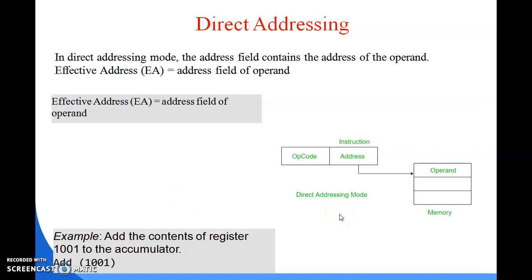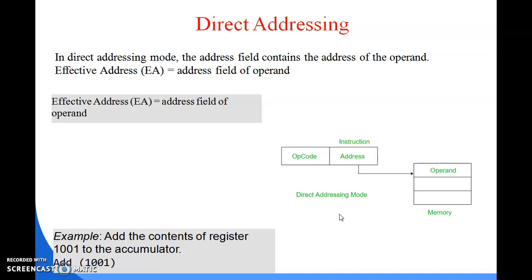In the last class, we discussed the immediate addressing mode. Here, we're going to discuss the direct addressing mode. In the immediate addressing mode, which we discussed in the last class, both the operand and the operator are placed within one location of the memory. But here, there's some little difference.